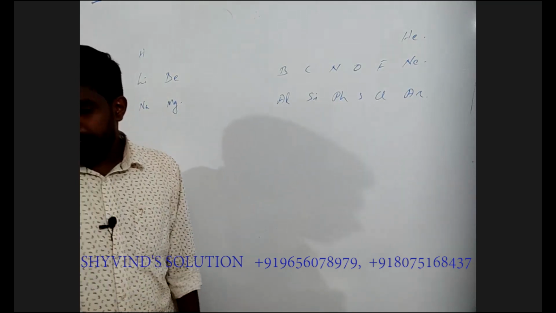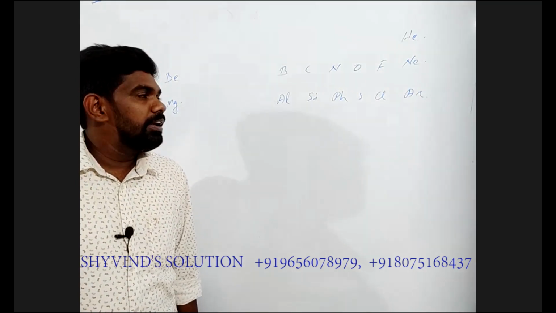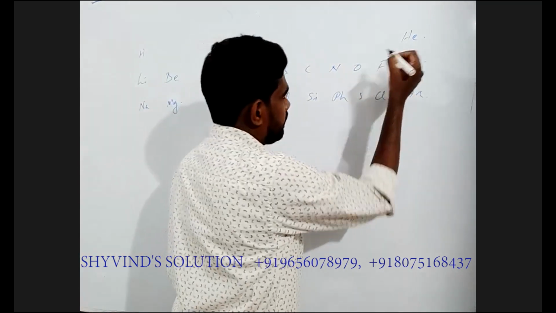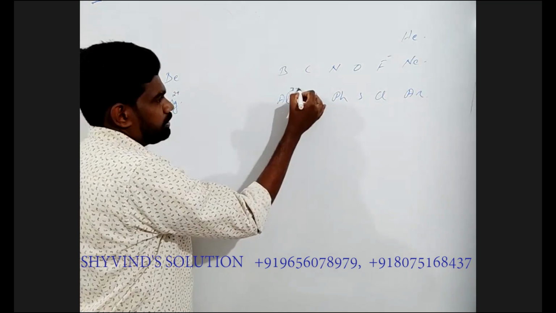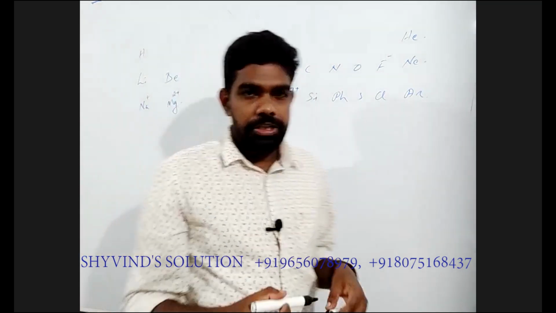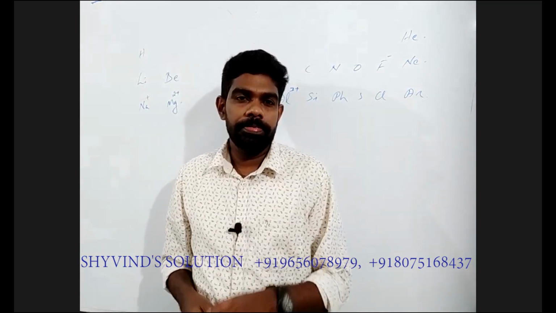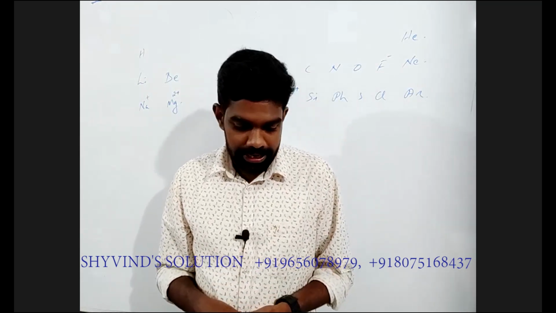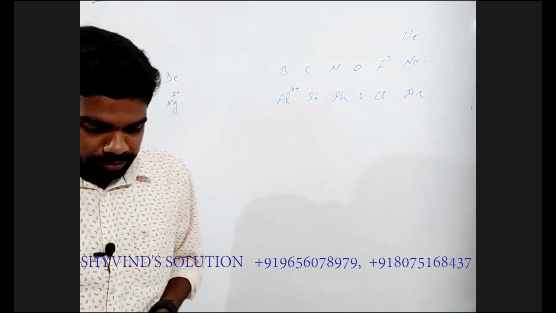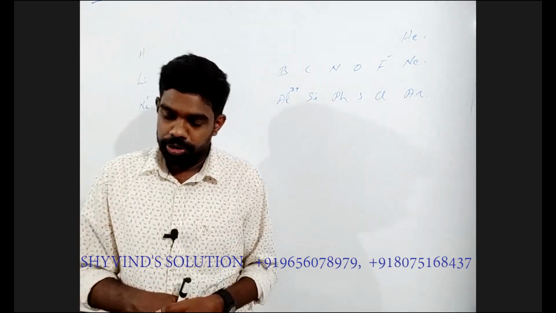So now we are given F-, Na+, Mg2+, and Al3+. These are the ions given to us. We should arrange them in the increasing order of their ionic radii. The correct order of their ionic radii, that is the question.